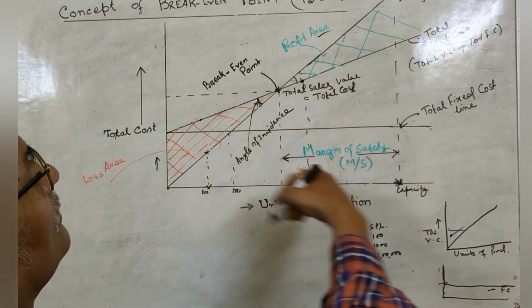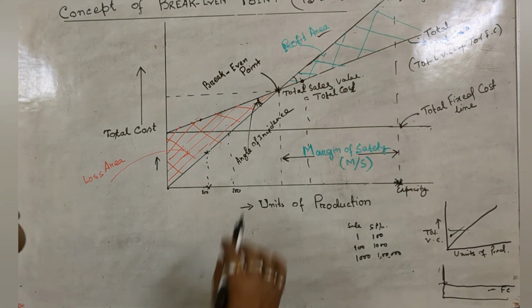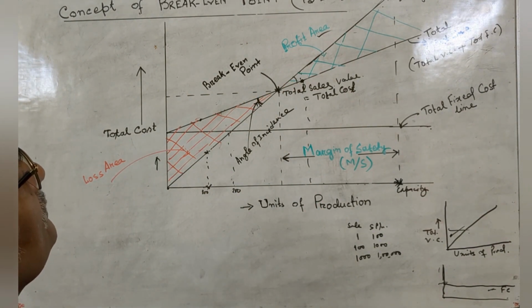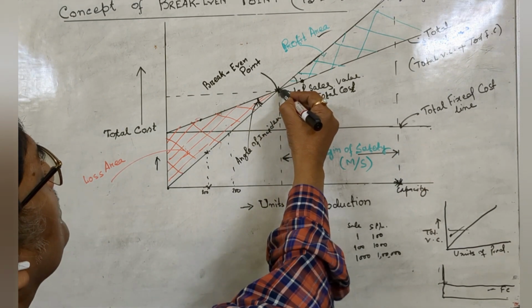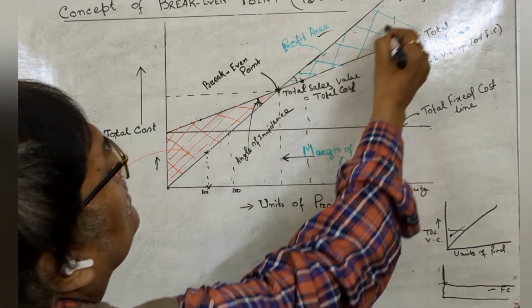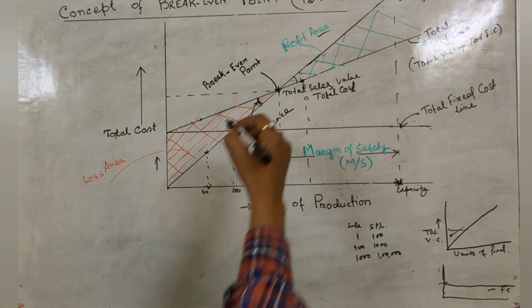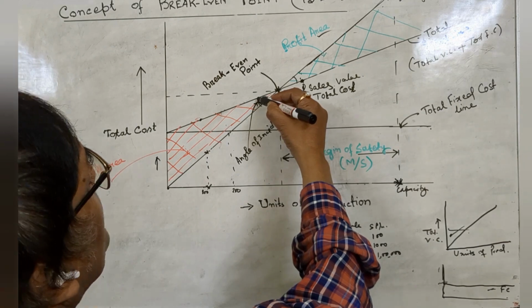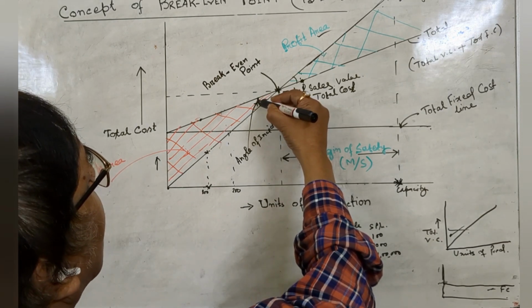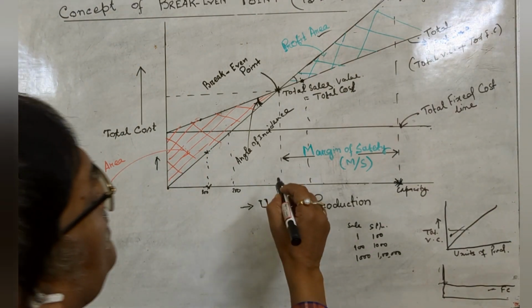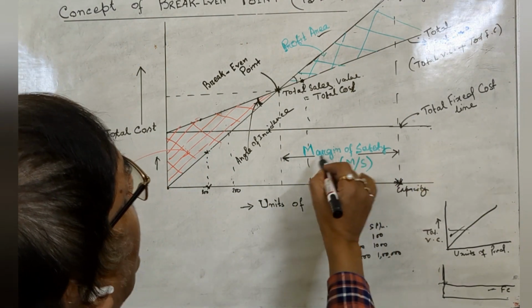Through graph paper, the whole situation can be presented in this way. This is the break-even point, this is the loss area, and this is the profit area. And I just want to mention another thing also. This angle is called the angle of incidence. What is this? That I will discuss. And this is the margin of safety.